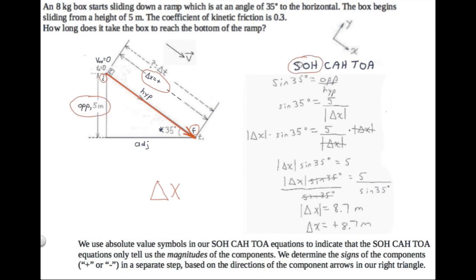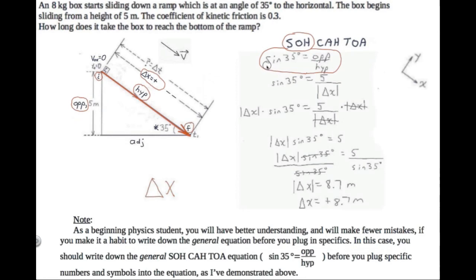Now, should we apply sine, cosine, or tangent? Well, we need an equation that involves the length of the opposite side, so that we'll be able to substitute our number of 5 meters into the equation. And we need an equation that involves the hypotenuse, because that represents delta x, which is what we're trying to figure out. So we need to use the trigonometric function that involves the opposite side and the hypotenuse. That's the sine. So, sine is opposite over hypotenuse.